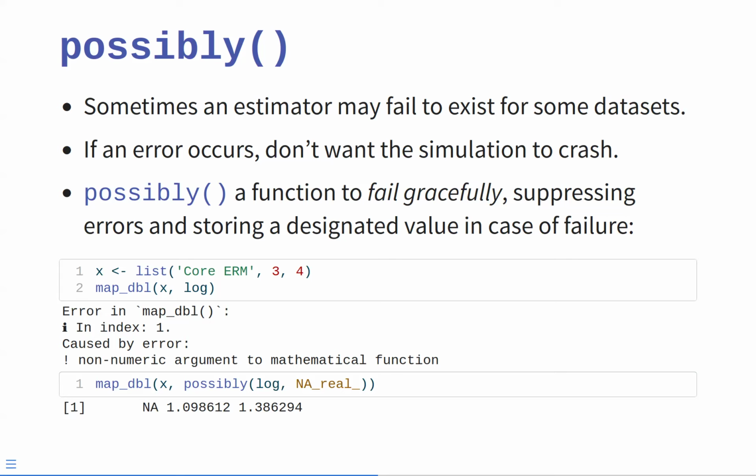So if we change the code from line 2 above and replace that log with possibly log, comma, NA_real_, that tells R, hey R, try to take the logarithm. If for whatever reason you can't, what I would like you to do is instead record an NA. And just by the way, R, this NA should be a numeric NA. And we try this out on our little example. And now, rather than giving up at the first time it encounters an error, R instead says, can't do it. I'll put in an NA, and then it keeps going. So possibly can be very, very convenient in practice.